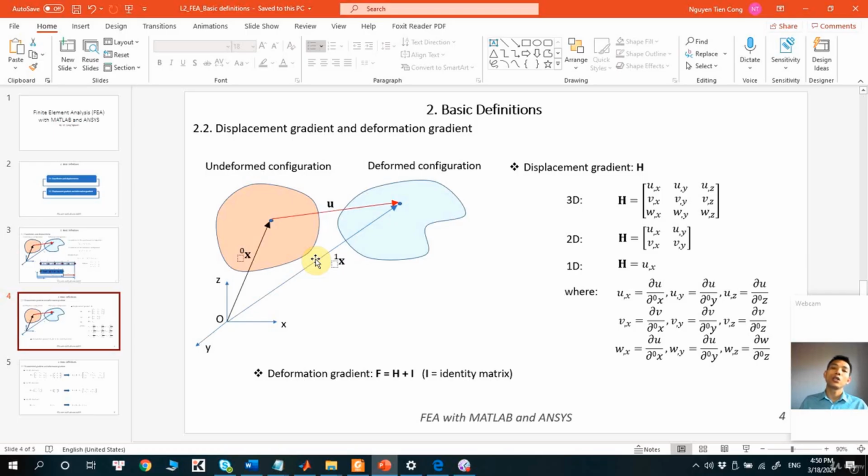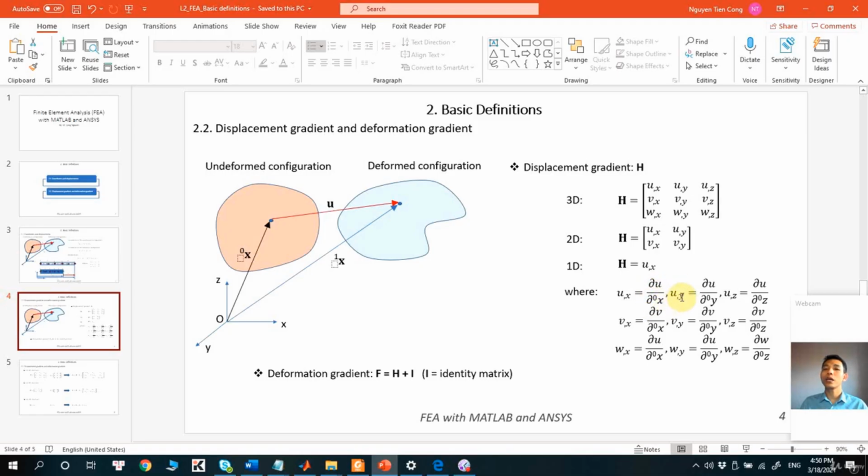But here, I just want to highlight the formulas of the terms that we want to use and we will use. So firstly, the displacement gradient denoted by h. For this character, you can choose another one, it's up to you, but in this course we call it h. So in a three-dimensional structure, h is a 3 by 3 matrix including u,x; u,y; and u,z; v,x; v,y; and v,z; w,x; w,y; and w,z; where u,x is the derivative of displacement u with respect to the coordinate x.